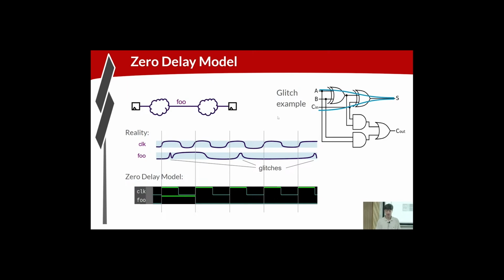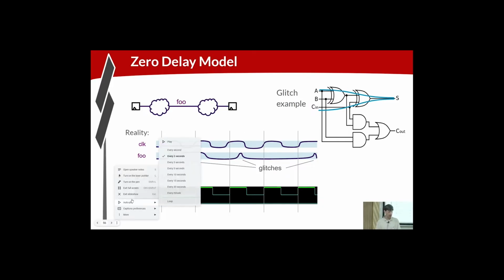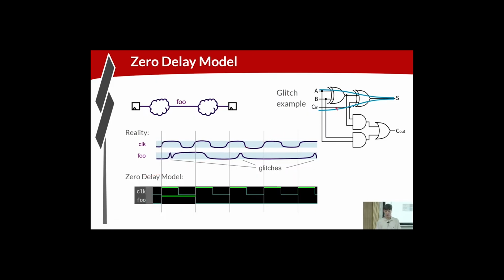Perhaps a more realistic view of things, I guess we'll look here on the right. So this is an example of, let me turn on the laser pointer. So this here is an example of a circuit that would glitch. Perhaps, let me think, what's the scenario here?